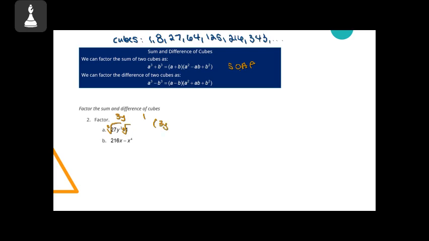So 3y plus 1. Then it's going to be this first piece squared. So 3y squared, well, 3 times 3 is 9, and then y times y is y squared, minus, multiply a and b together. So 3y times 1 is 3y, and then plus the second term squared. So 1 squared is 1. There's no other way to do these besides using the formula.